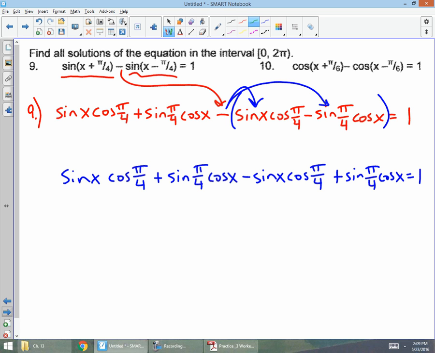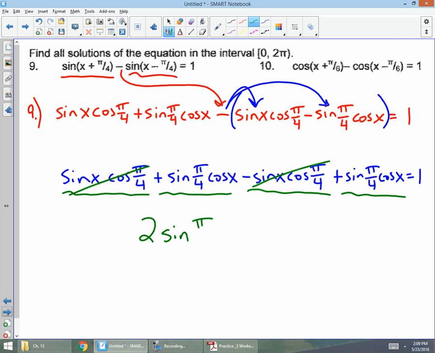Now, let's make some observations. What do you notice about those items right there? They are exactly the same, and when you subtract them, it creates a fancy version of 0. Next, you notice that these terms are exactly the same, and how many of them are there? 2 of them. And that equals 1.